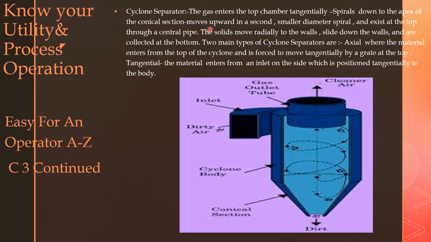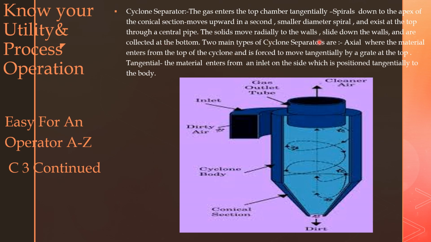Now we can see the operation. The gas enters the top chamber tangentially, spirals down to the apex of the conical section, and moves upward in a second, smaller diameter spiral, where the clean gas exits at the top through a conical pipe. This is the outlet.